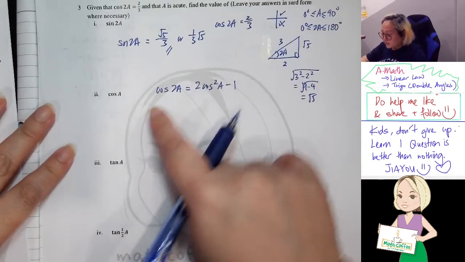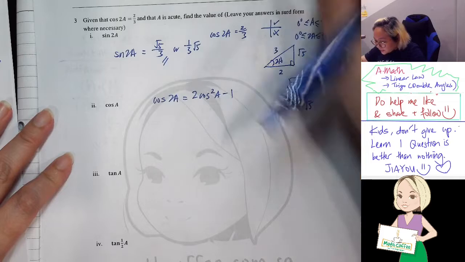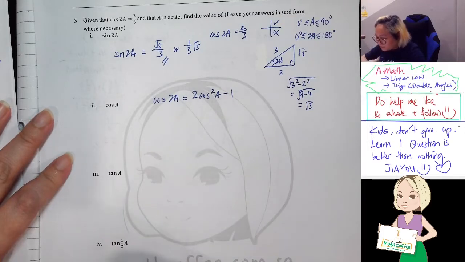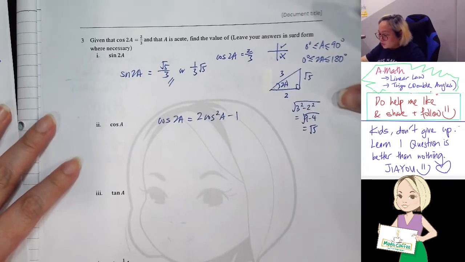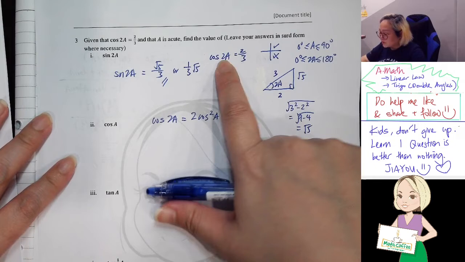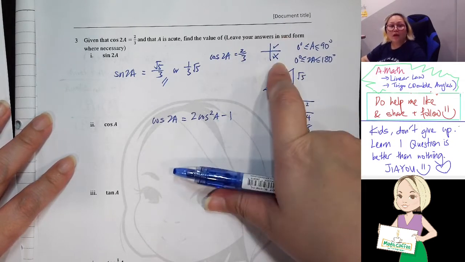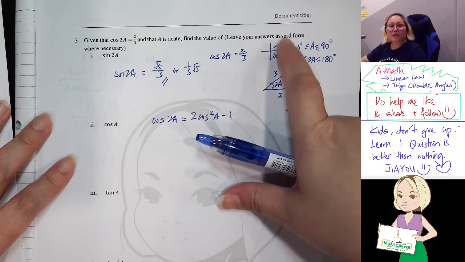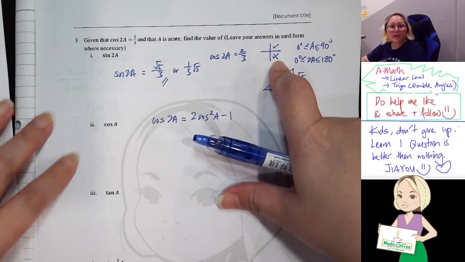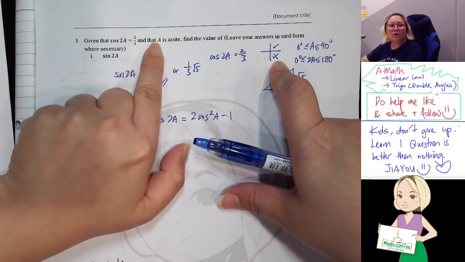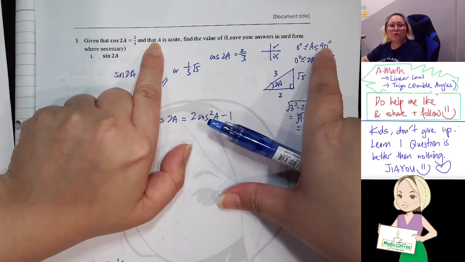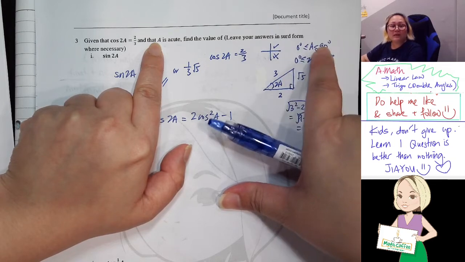Okay, so with this, hi Teacher Kangie, may I ask why we only look at first quadrant? We only look at first quadrant because cosine positive is in the first and fourth quadrant. Cosine positive is only in the first and fourth quadrant. Then they tell me that A is acute. And so since A is acute, it's between 0 to 90.